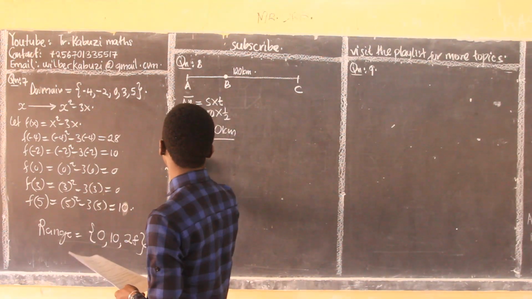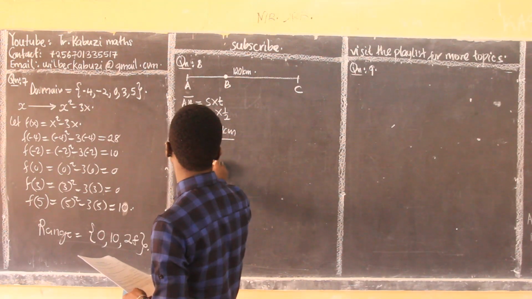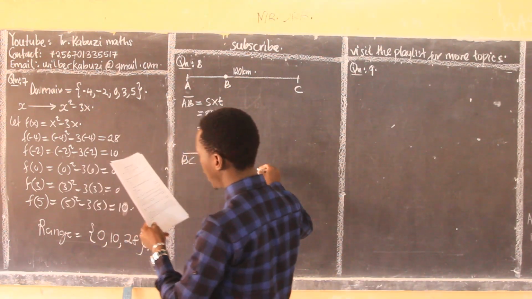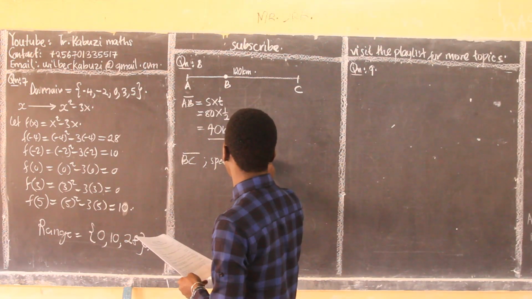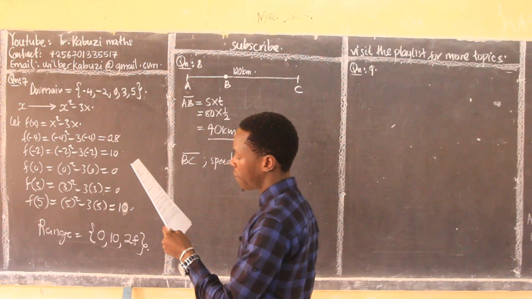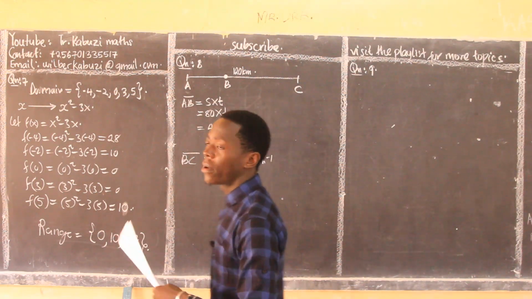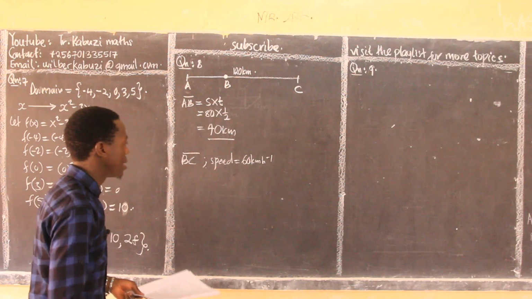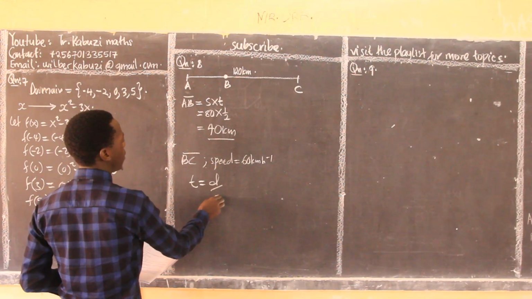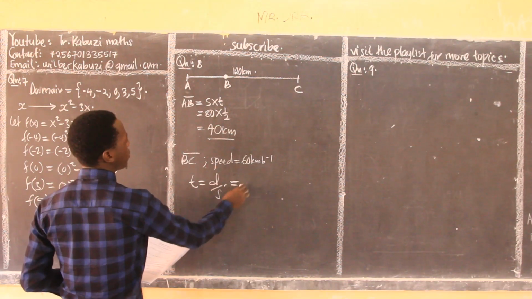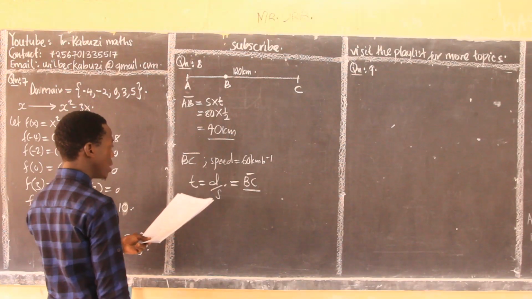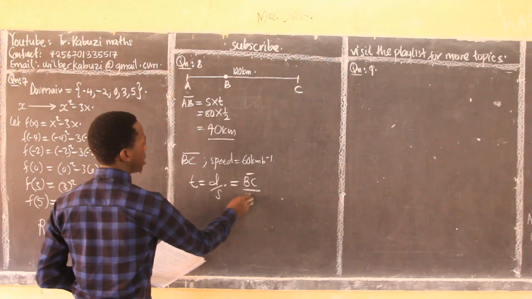Then they are saying, she completed the remaining journey to town C at an average speed of 60. So B to C, they are giving us speed of 60 kilometers per hour. Then they want us to get how long did she take to travel from B to C. Now they need time. You know what time is given? Time is given by distance over speed. Our distance, which is BC, over the speed, which is 60.